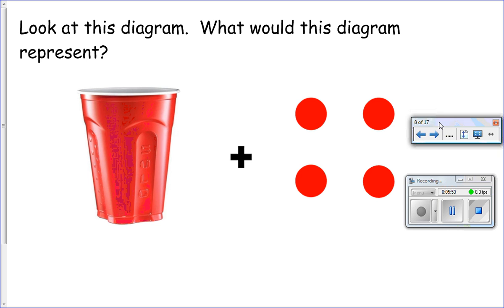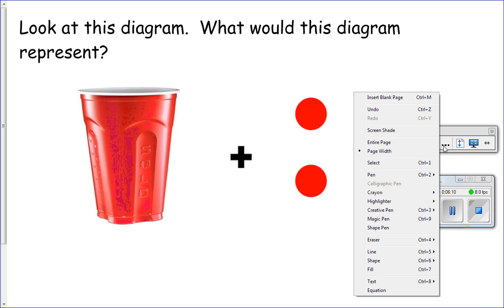Okay, so again, the cup represents a variable, an unknown amount. The counters represent a known amount. So what would this diagram represent?